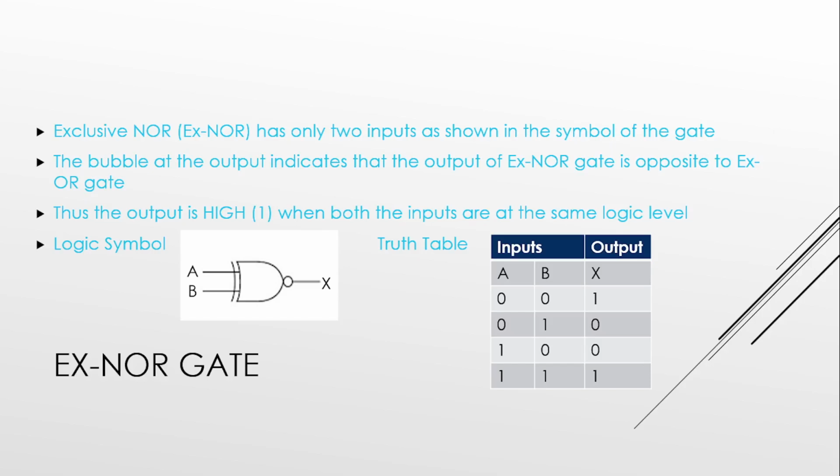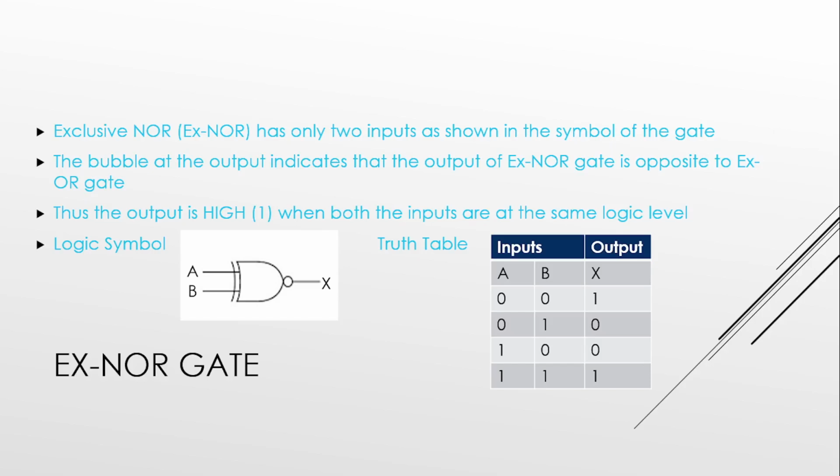So this is about the XNOR gate. In this way, we discussed two exclusive gates, the exclusive OR gate and the exclusive NOR gate. What is the exclusive OR gate or XOR gate? The output of the XOR gate is high if and only if both the inputs are opposite. That means for 0 1 and 1 0, it is 1. And what is XNOR? The output is 0 when both the inputs are opposite, and the output is 1 when both the inputs are the same or at the same logic level.